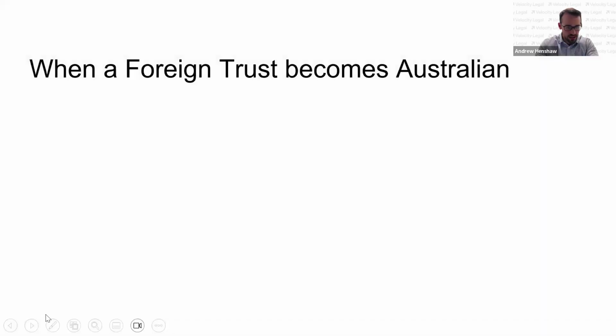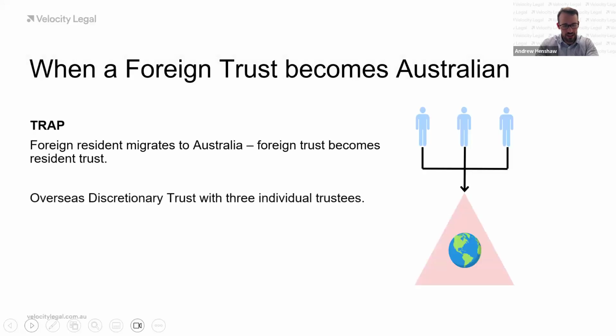The situation I see this coming up in is where you have a foreign resident, they've migrated to Australia, and there's a trust. It's either a discretionary trust, or it could be a deceased estate, for example, and they are one of the trustees of that. So they could be one of 3, one of 4, one of 2, or the sole one.